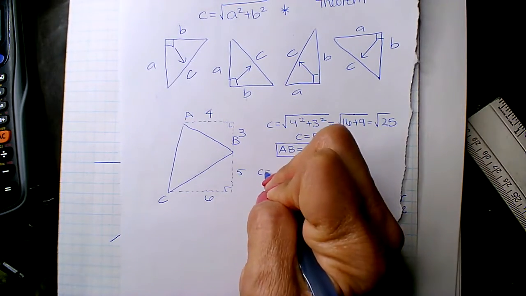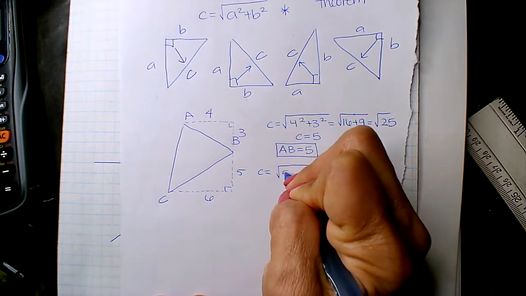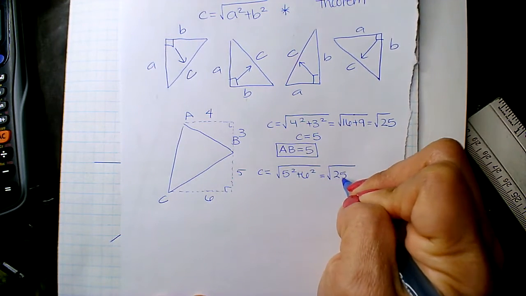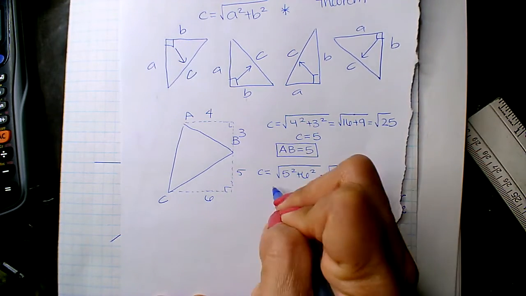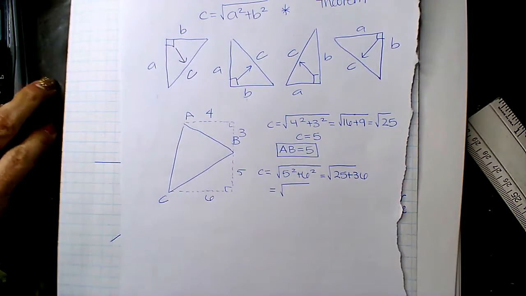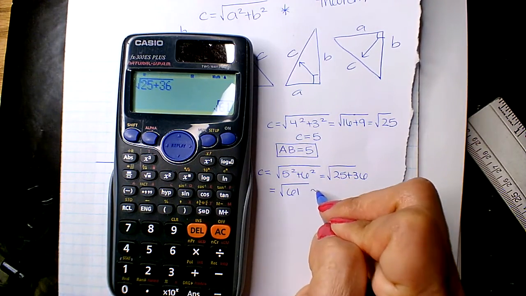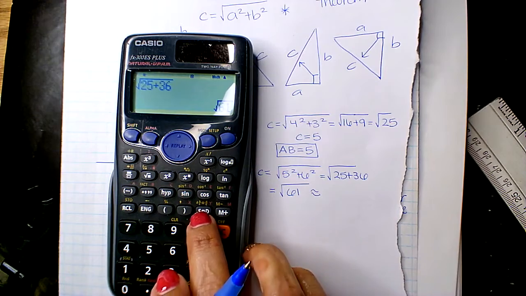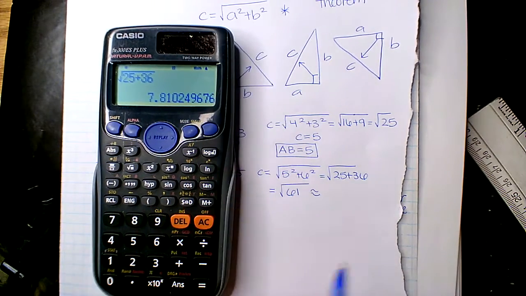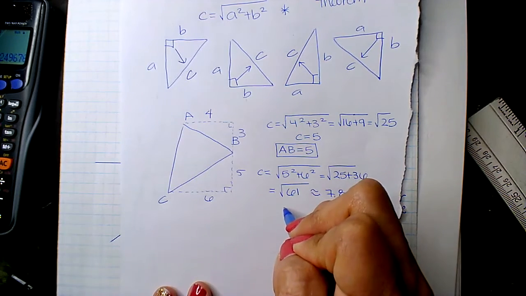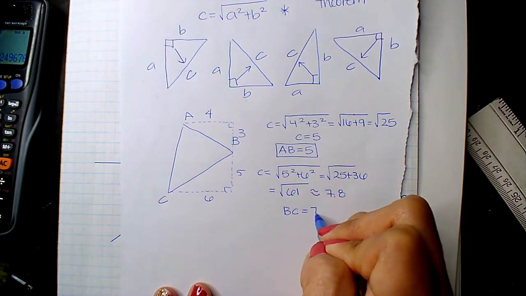So my C is 5 squared plus 6 squared, 25 plus 36. So now maybe you want to go to a calculator. What's the square root of 25 plus 36? 61, but I want a decimal, so you hit SD, and I get 7.8. And so BC is 7.8.